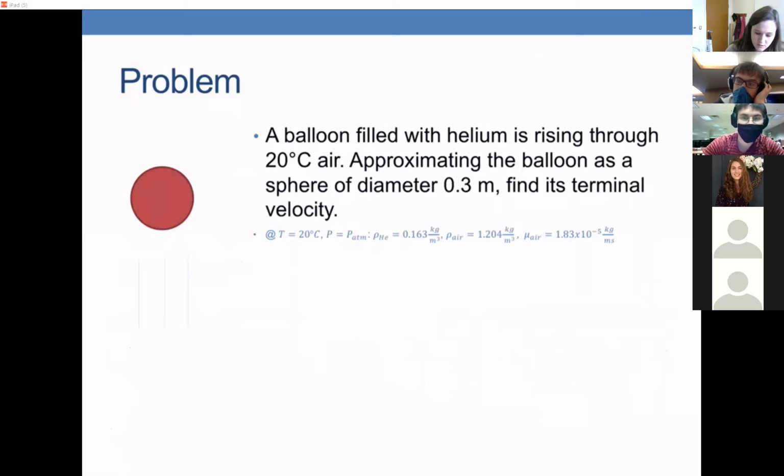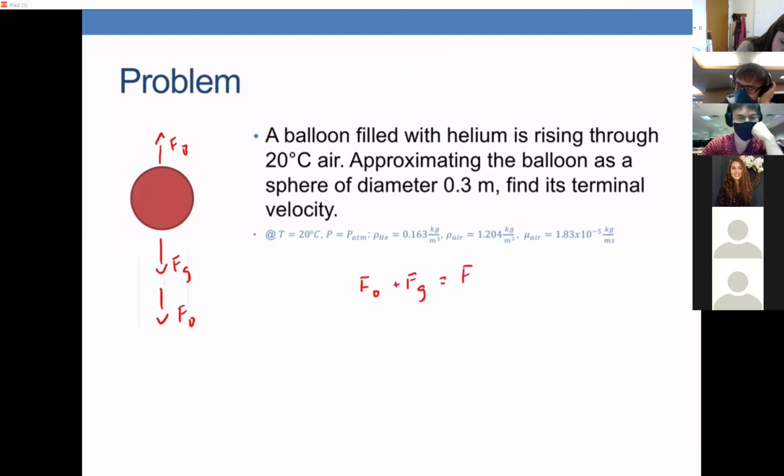Actually, first let's set up our equation. So that net force equation is going to be, we have the weight Fg acting down, we have the buoyant force acting up, and we have a drag force. In this case, which direction will the drag force be pointing? Down. And so that's going to change. So when I do my equation, force balance at terminal velocity would be force drag plus force gravity is equal to force buoyant.